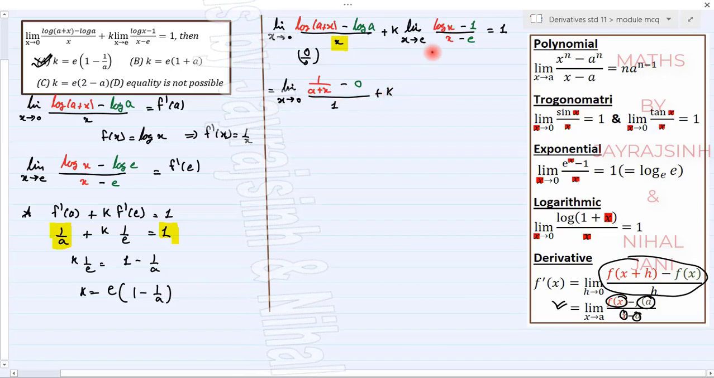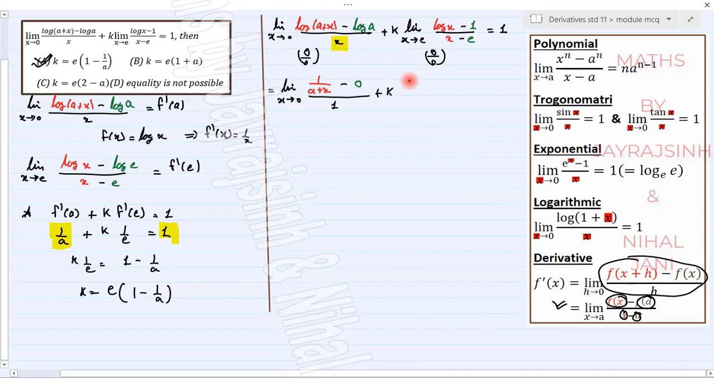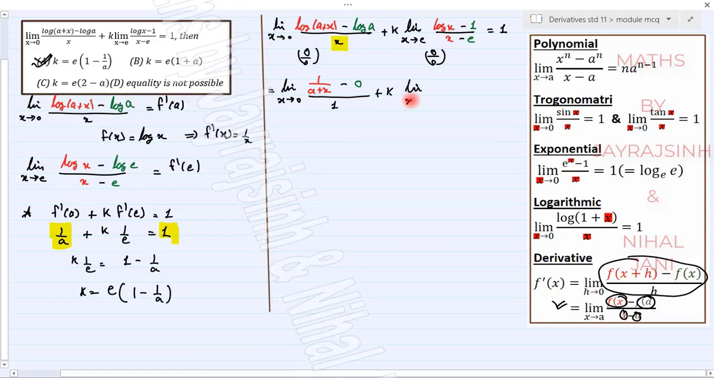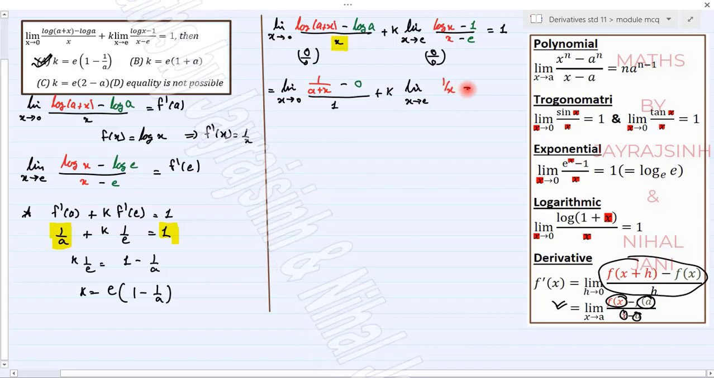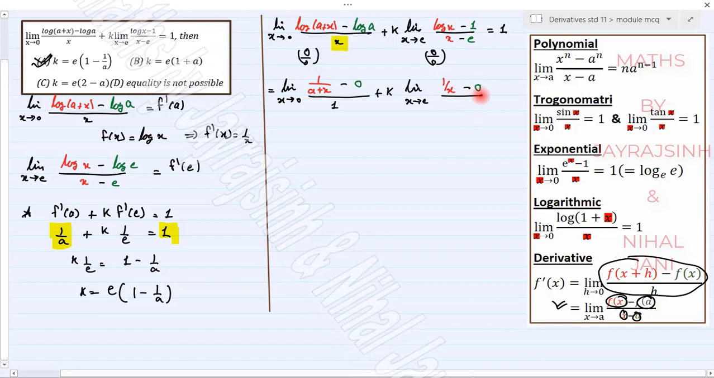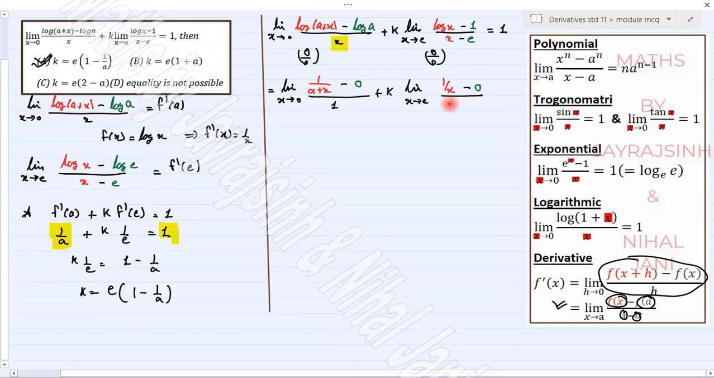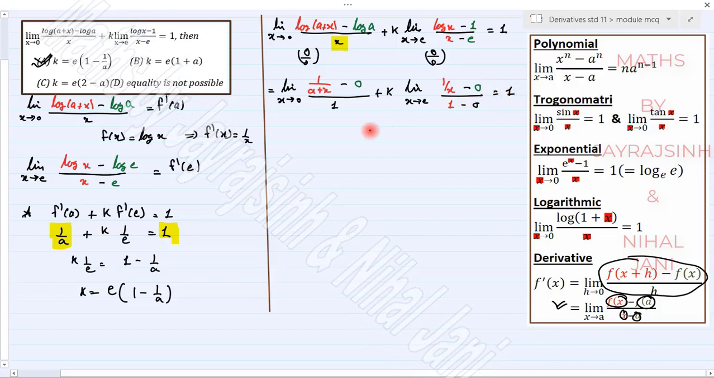Now, let's move to the second term, which is also in the form of 0 by 0. So we can apply L'Hospital rule. Limit x tends to e, differentiation of log x is nothing but 1 by x, minus differentiation of 1 will be 0, upon differentiation of x minus e will be 1 minus 0, is equal to 1.